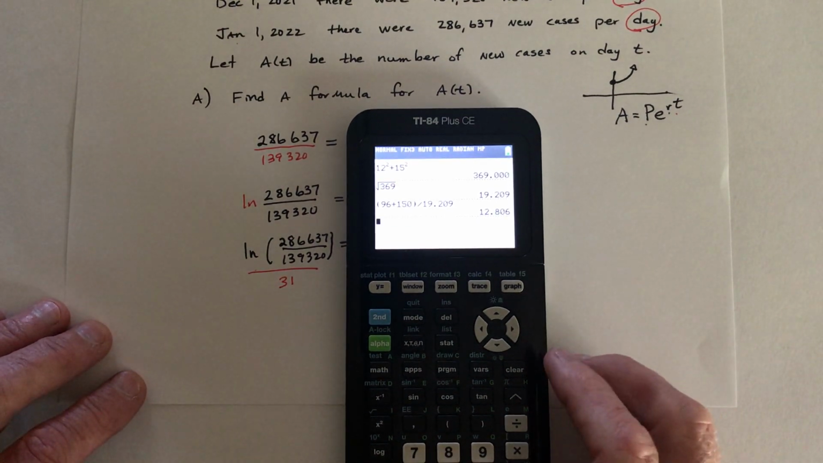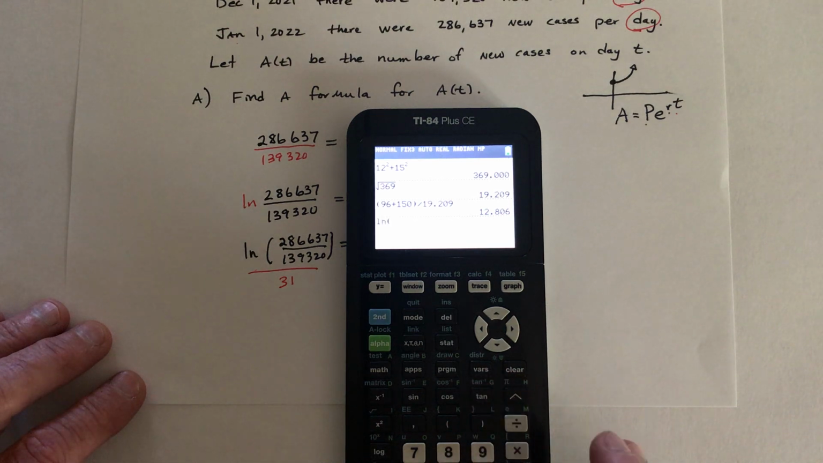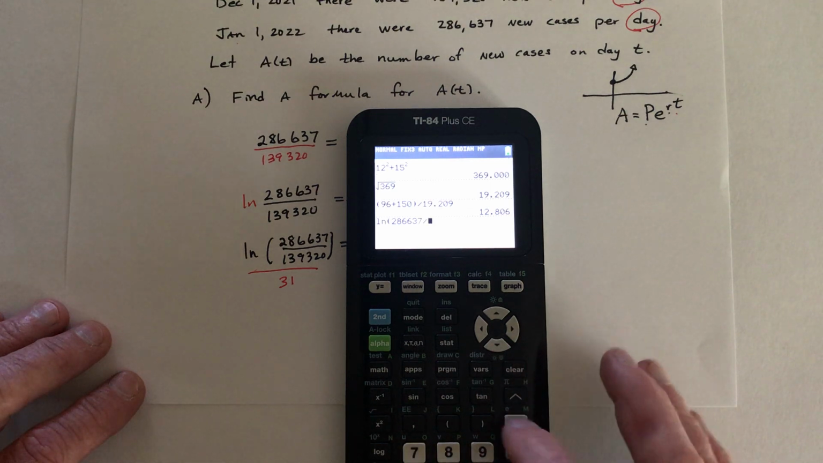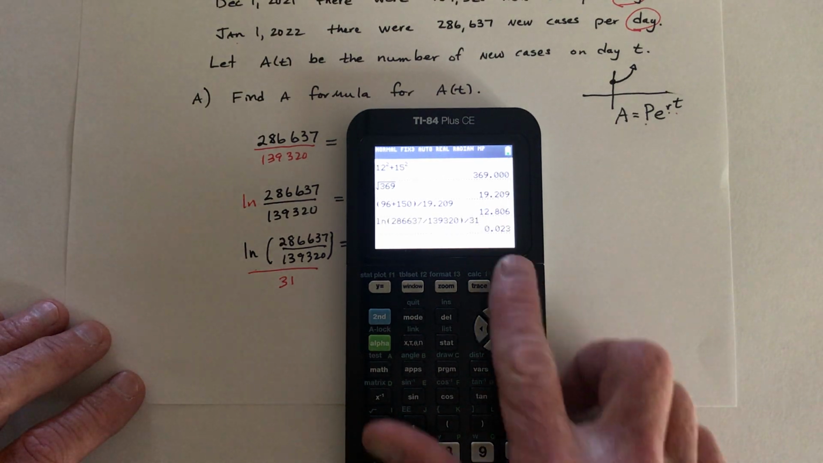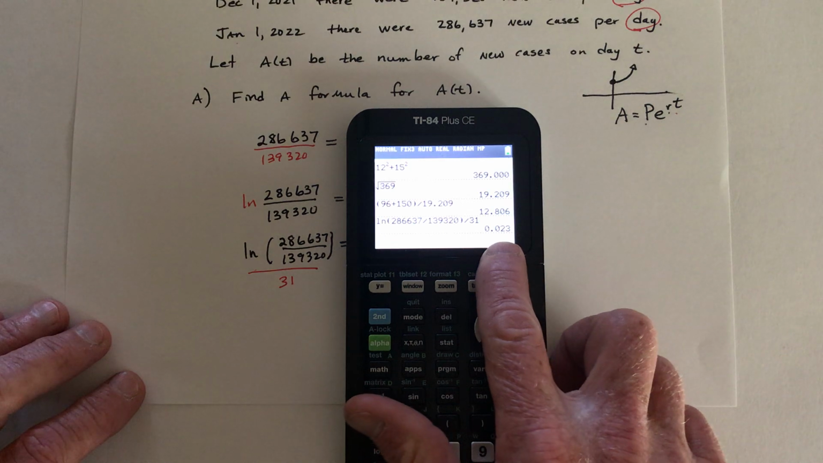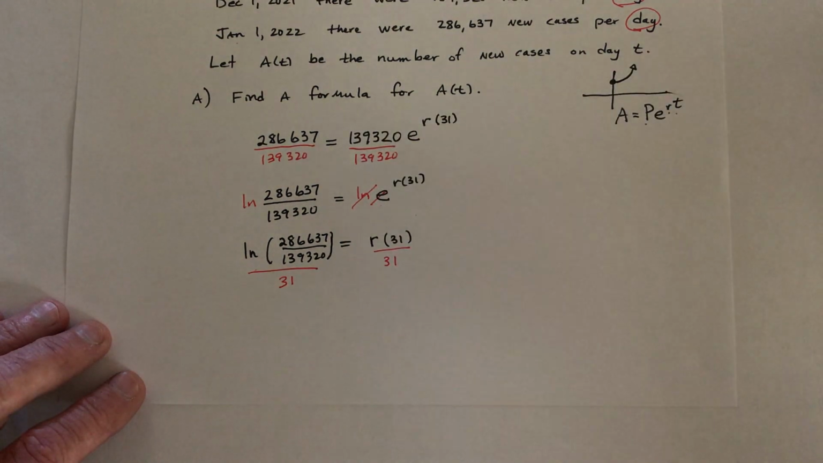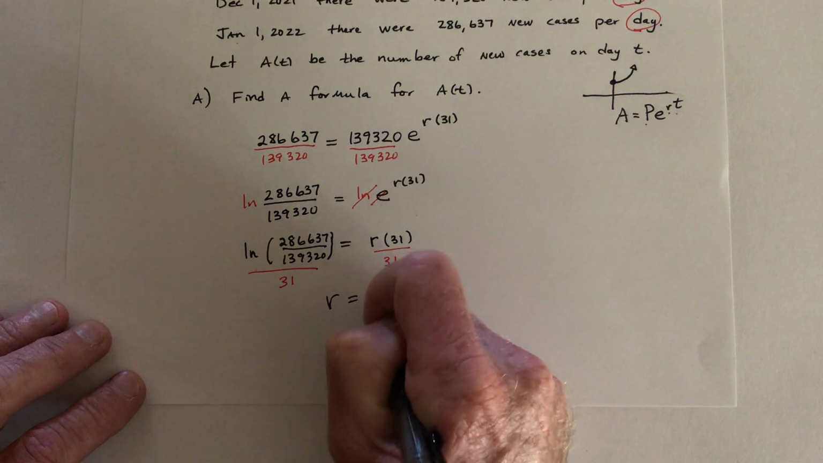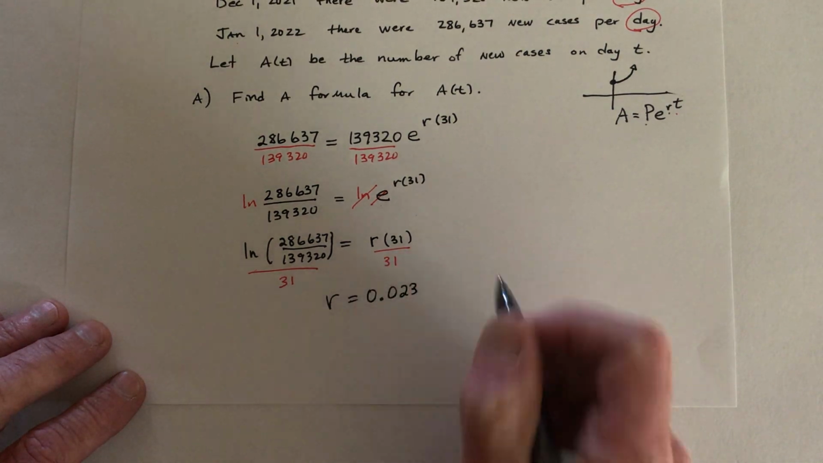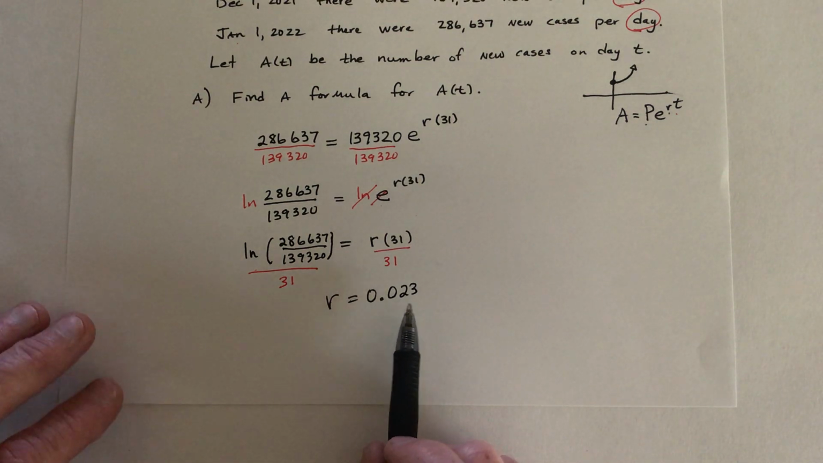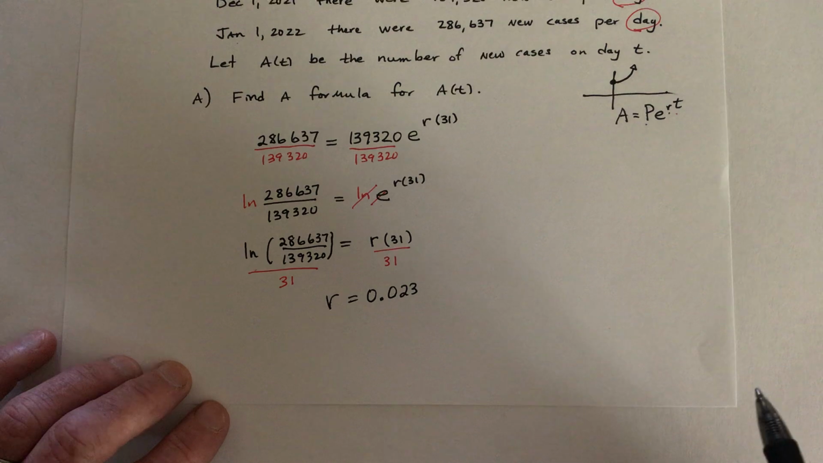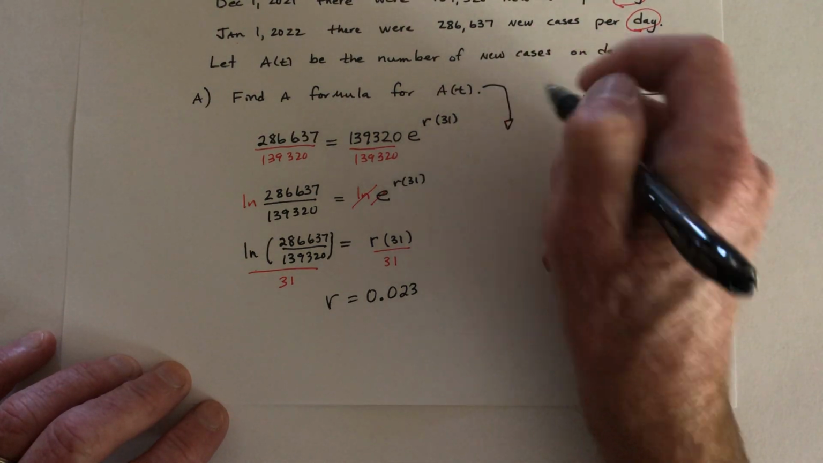Okay, so that is the natural log of 286,637 divided by 139,320. And then that's divided by 31 days. So the decimal is 0.023. So r is 0.023, which basically means that it was growing at 2.3% per day. That is pretty fast.